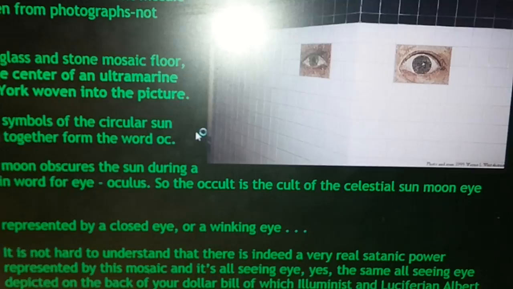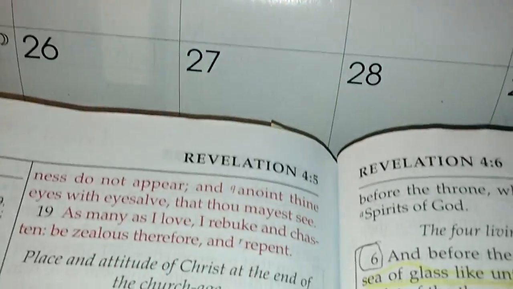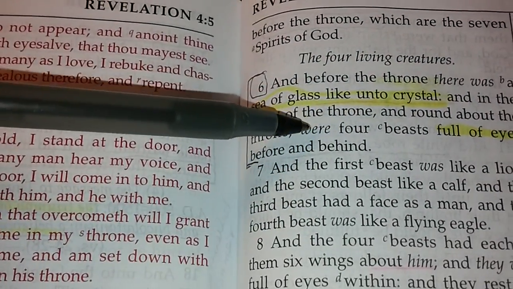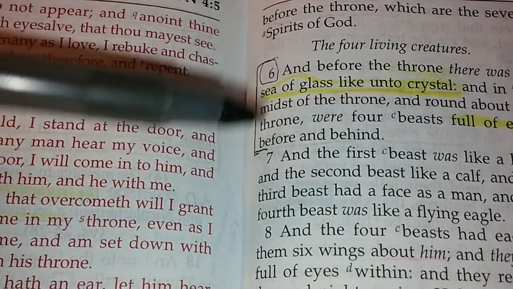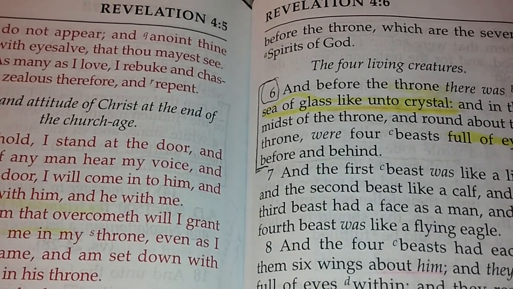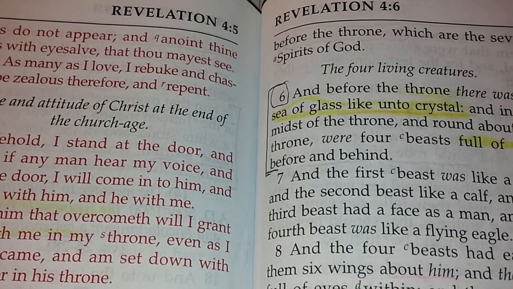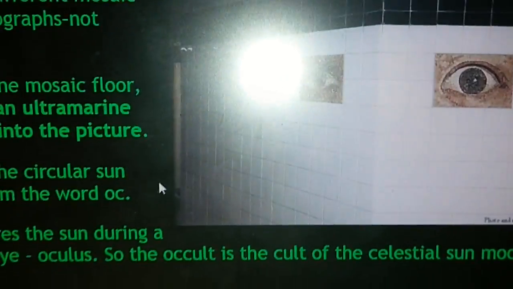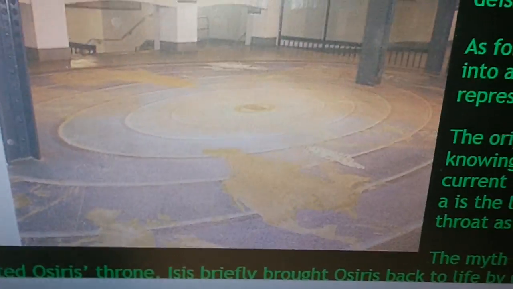So this subway system goes throughout, okay, different places in New York City. So we see the eyes are throughout the strongholds, just as it says, four beasts full of eyes. We have Satan's four strongholds full of eyes right here, okay? And we also have the glass floor.